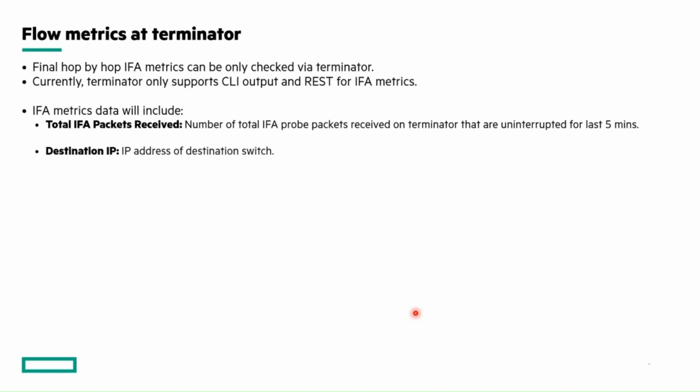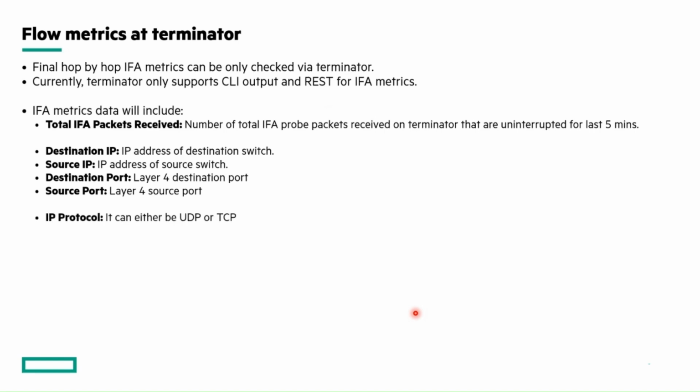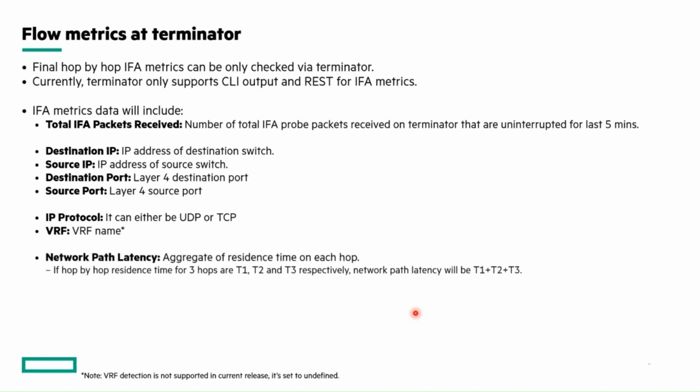Next is the destination IP, which is the IP address of the destination switch, the source IP address, the IP address of your source switch, the destination port, your L4 destination port, and your L4 source port. Further, it will also contain the IP protocol, so it can again be either UDP or TCP. It should be noted that though the VRF field is there, VRF detection is not supported in the current release, so it is set to undefined.